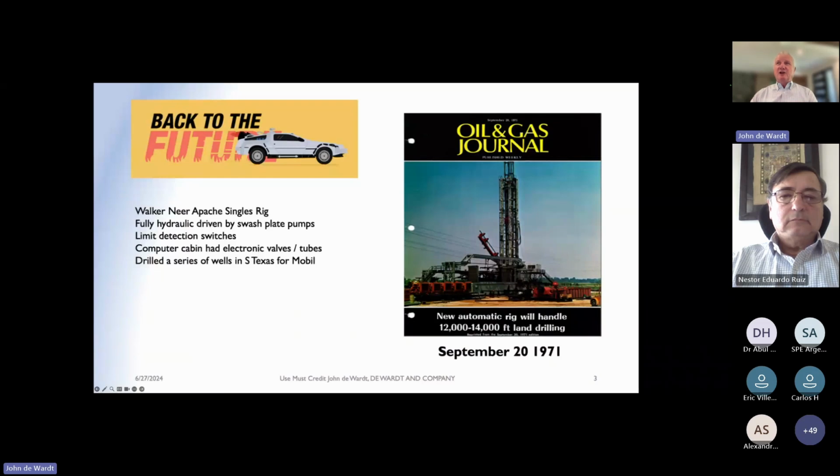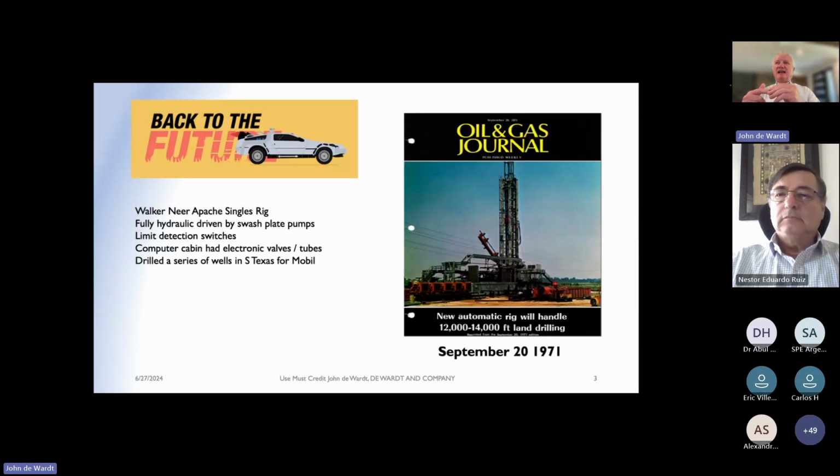It was actually a fully hydraulic rig, which was driven by swash plate pumps as the power source. It had limit detection switches. So all the motion of the components, the limits were detected by these switches, which have a wheel on the end of them. And when they get impacted, they raise up and they switch on or off.